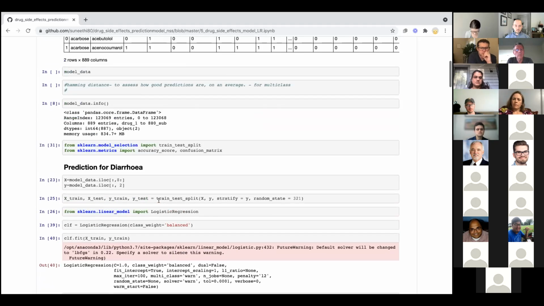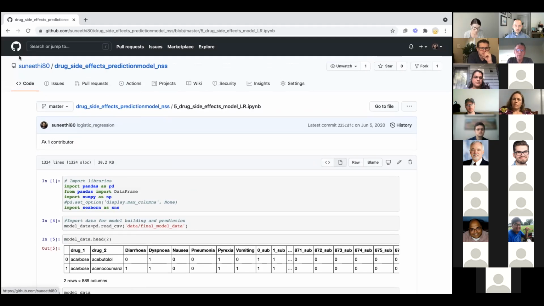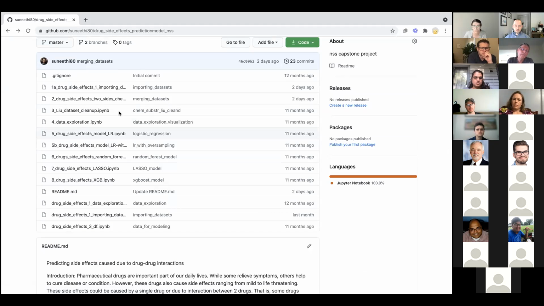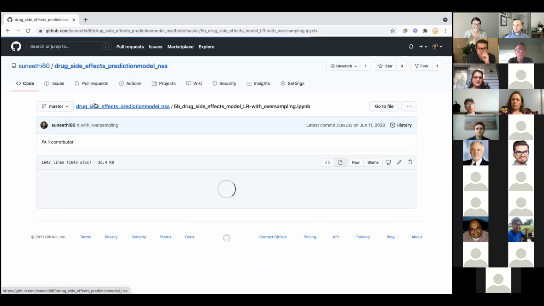So I went back and looked and saw that it's an imbalanced data set. So I wanted to use an oversampler to balance the data set. That is what is called logistic regression with oversampling. After that, I did everything with oversampling. Then there's random forest, XGBoost, and then the lasso regression. I guess that's all I have.